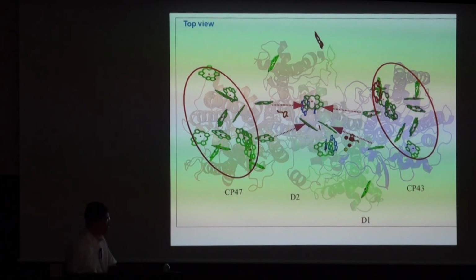So these are also the features for the organization of the pigments in this protein complex. These features were optimized through a long time of evolution, probably 1 billion years. So this is the organism that found the solution to efficiently absorb light, harvest light energy, and catalyze water splitting.